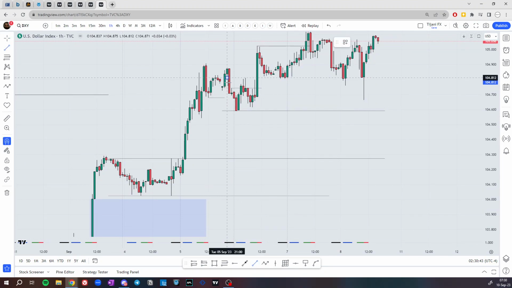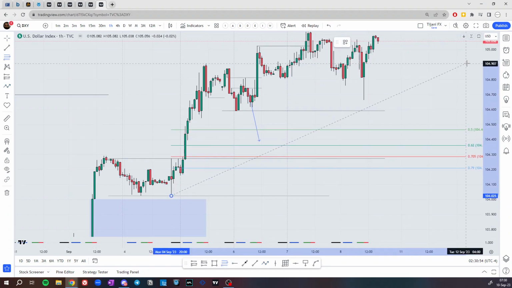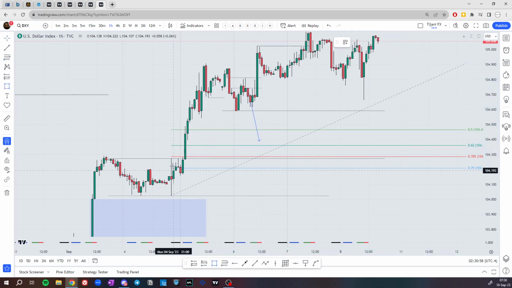I was waiting for price to drop lower to the discount of this new range that we had, the Tuesday range, to this fair value gap precisely, the 1-hour fair value gap, then look for an entry. That was my idea.